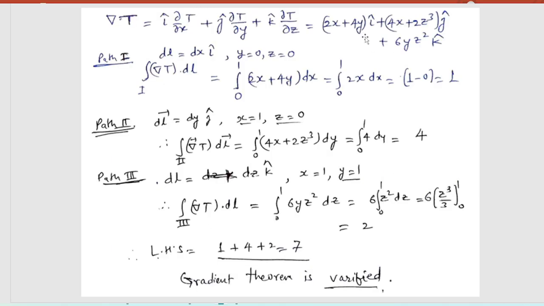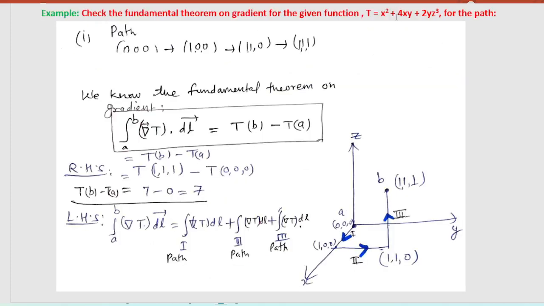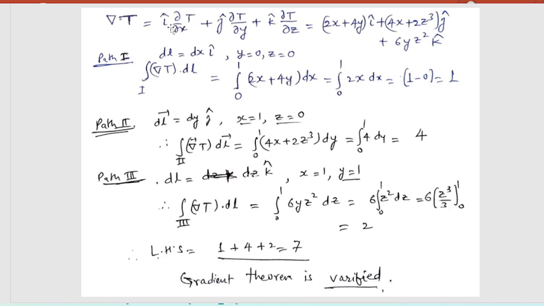So T was the function given as x squared plus 4xy plus 2yz cubed. The gradient is what we get when we operate on this scalar function with the operator del. Del means i cap del/del x of T plus j cap del/del y of T plus k cap del/del z of T. And if you differentiate, then we will find (2x plus 4y) i cap plus (4x plus 2z cubed) j cap plus 6yz squared k cap.